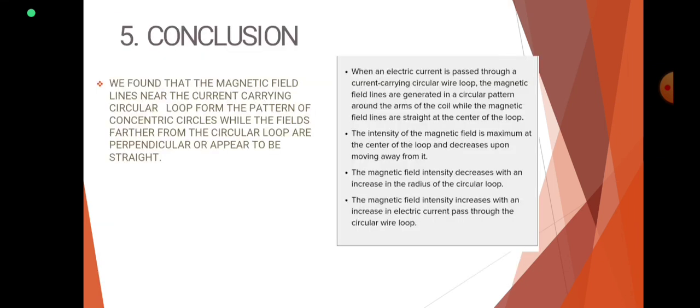Lastly, we found that the magnetic field lines near the current carrying circular loop form the pattern of concentric circles, while the fields farther from the circular loop are perpendicular or appear to be straight, as I told earlier. When an electric current is passed through a current carrying circular loop, the magnetic field lines are generated in a circular pattern around the arms of the coil, while the magnetic field lines are straight at the center of the loop.